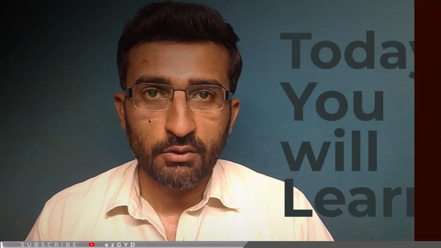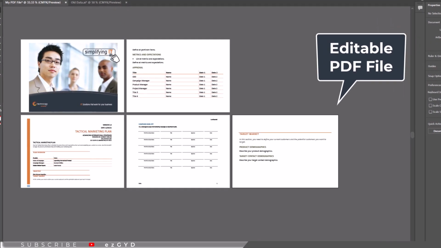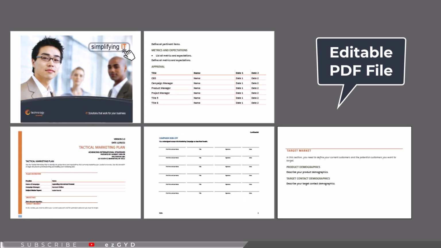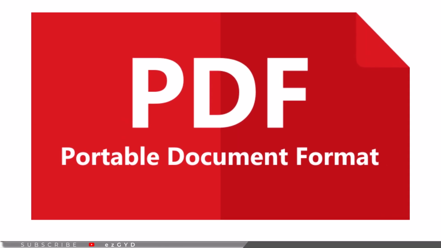Today you will learn how to create a PDF file in Adobe Illustrator with multiple pages. We will also make a clickable link in this PDF file. And at the end of this video, I will also provide a download link to this editable PDF file from Adobe Illustrator. PDF stands for Portable Document Format.